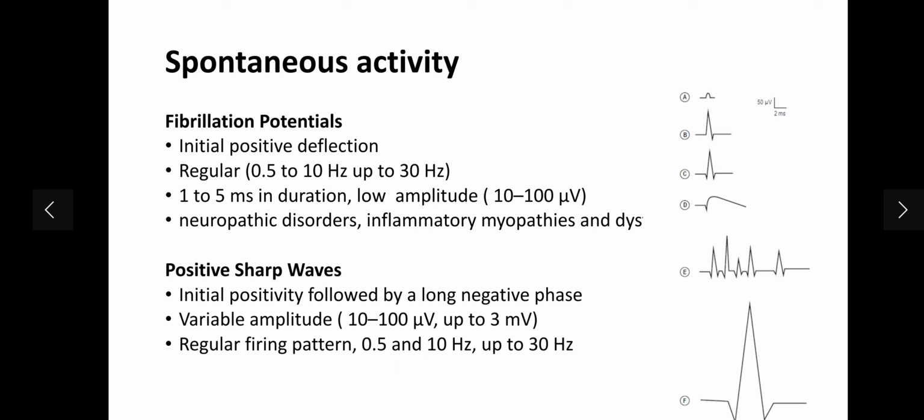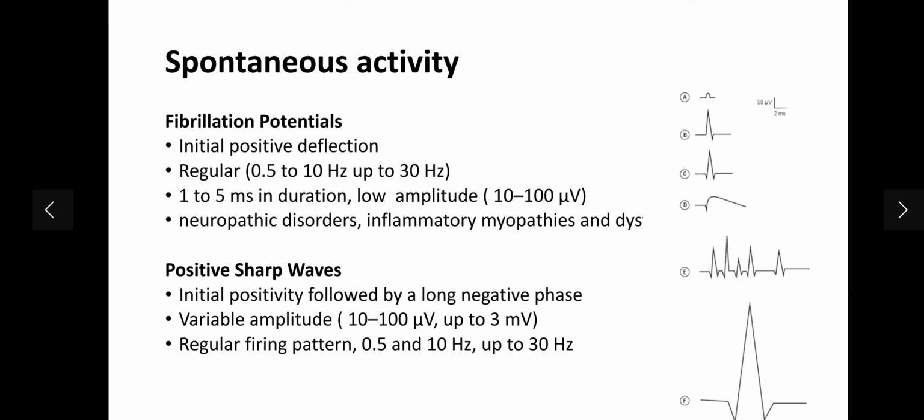Fibrillations are seen in neuropathic disorders, and they indicate denervation. They occur when the muscle fibers are not attached to their nerve endings, and they become irritable and they generate spontaneous action potentials. They could also be seen in some inflammatory myopathies, but usually they are seen in denervation.